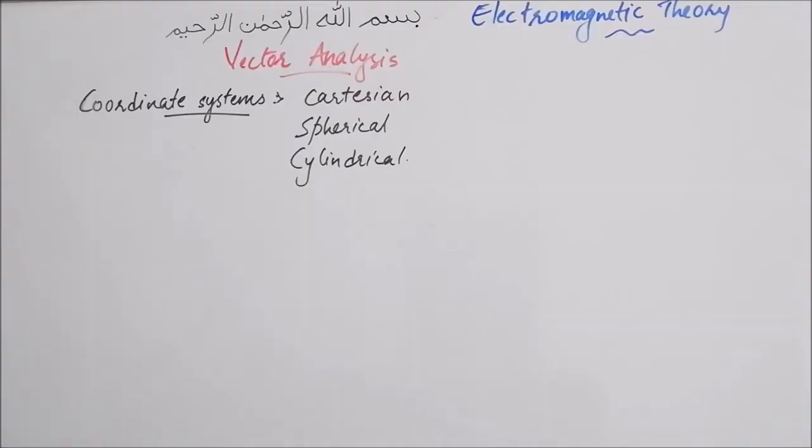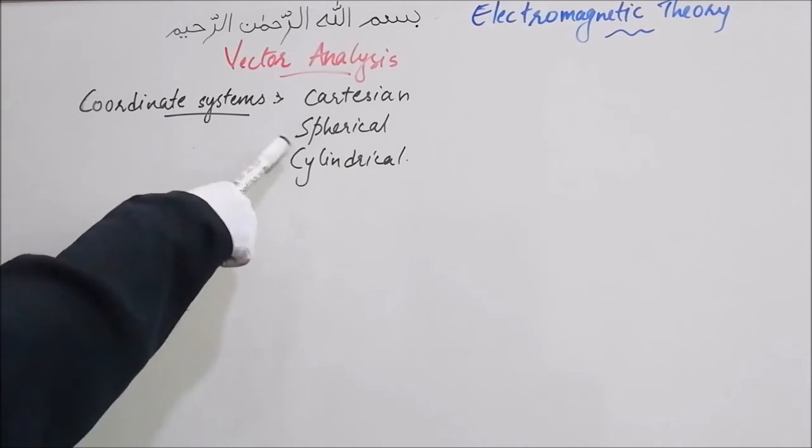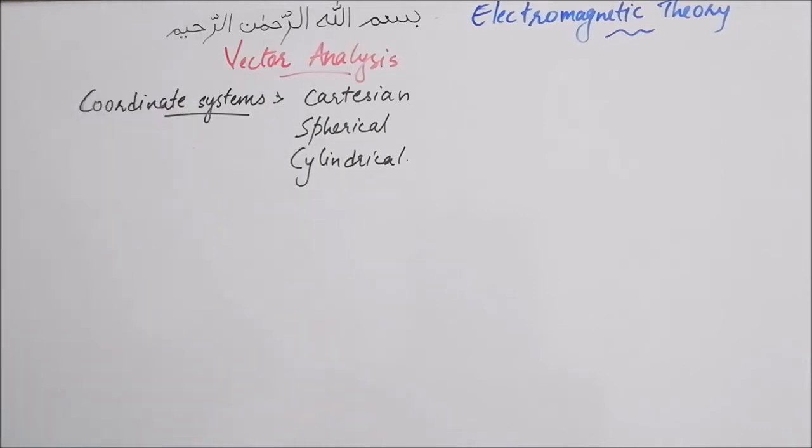Hi friends, this is the first video for electromagnetic theory. We are going to begin with vector analysis. In this we will look into some mathematics which will be required in EMT like coordinate systems, gradient, divergence, curl, etc. So we are having three different coordinate systems: Cartesian coordinates, spherical coordinates and cylindrical coordinates.